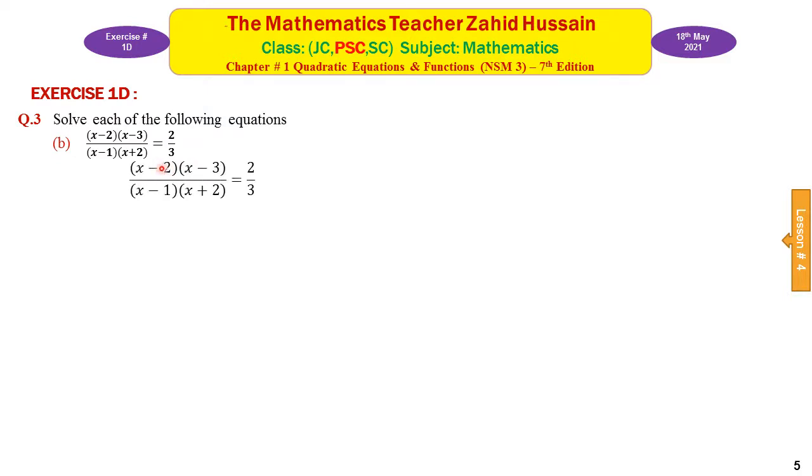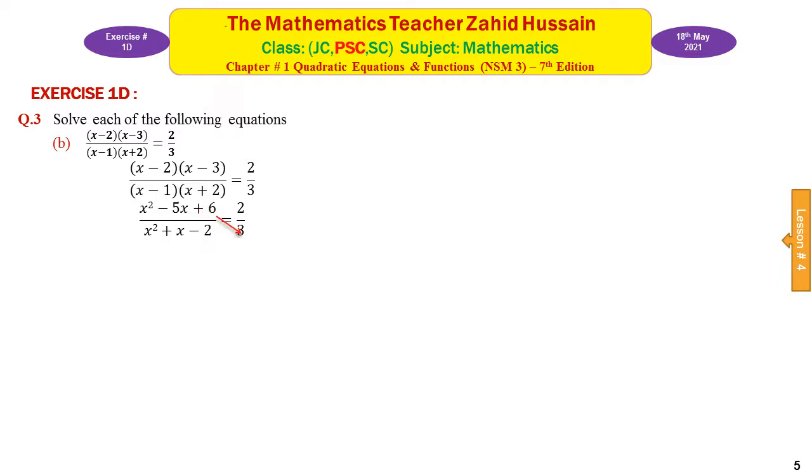We will expand in the numerator and denominator, multiplying x minus 2 with x minus 3, and x minus 1 with x plus 2. We will get x square minus 5x plus 6. X multiplied with x is x square, minus 2x and minus 3x is minus 5x, minus 2 multiplied by minus 3 is plus 6. Then x square plus 2x minus x is plus x, and minus 1 multiplied by plus 2 is minus 2, equals to 2 by 3.